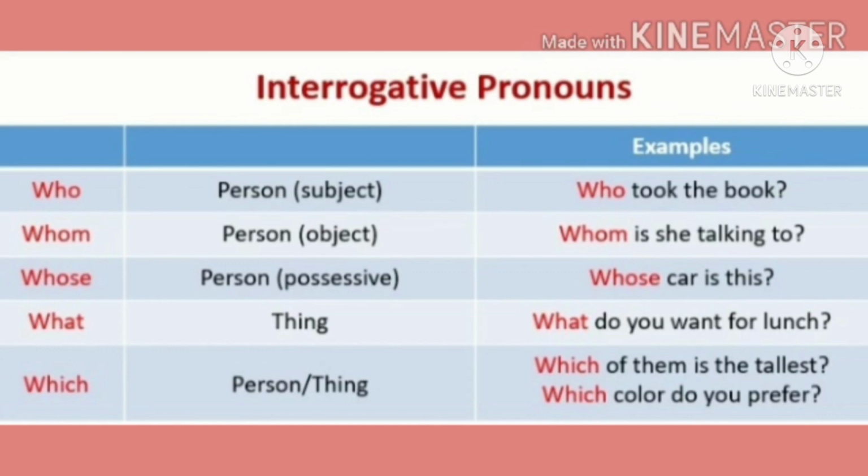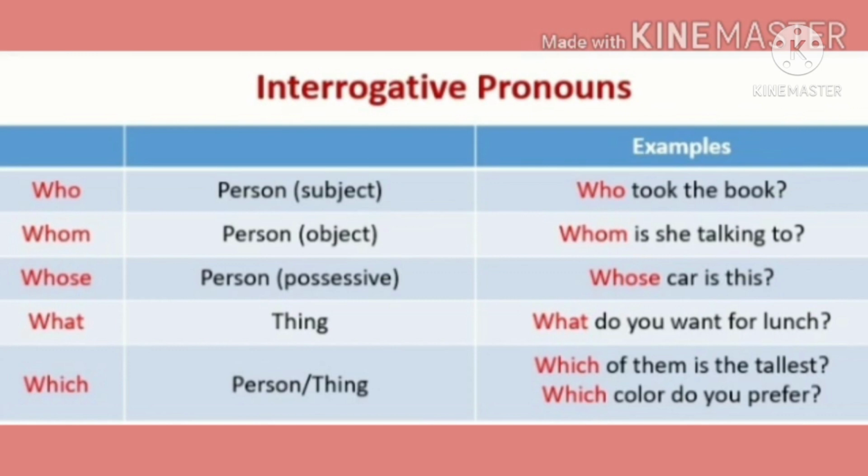Whom is used for inquiring the object. Whom has he invited? The answer we get is he has invited his friends. His friends, you can see here in the sentence, is the object and also a noun. And so here whom is used for inquiring the object of the sentence. Clear? Whose is used for inquiring the owner, the ownership.